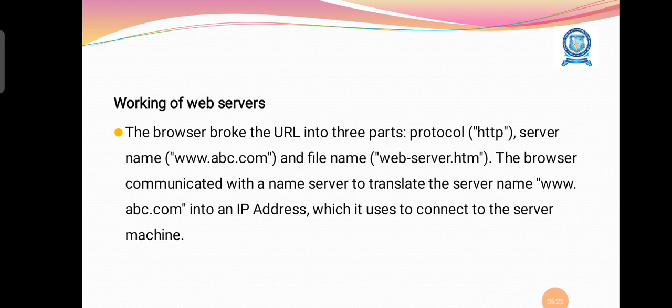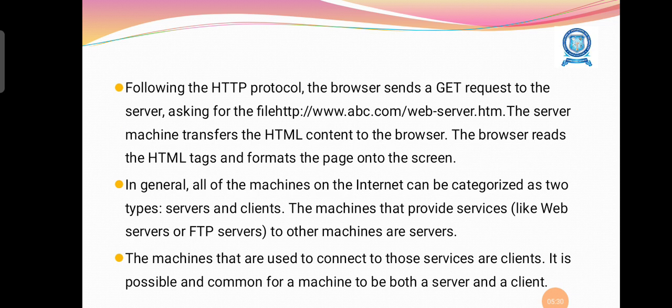The browser communicates with the name server to translate the server name into an IP address, which is used to connect to the server machine. Following the protocol, the browser sends the GET request to the server asking for the particular file. The server machine transfers the HTML content to the browser. The browser reads the HTML tags and formats the page onto the screen.